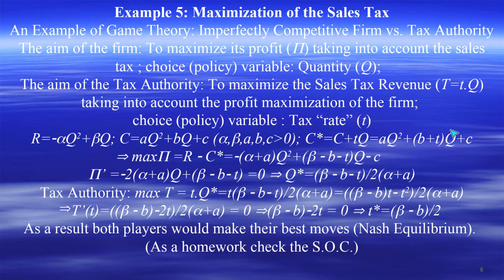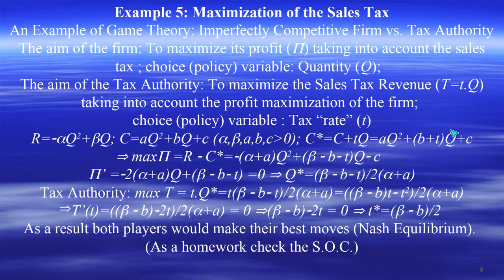So an imperfectly competitive firm plays against the tax authority, the maliye, the fiscal authority of the country. What does the fiscal authority do? It gets taxes. And what does the firm do? It produces something and sells it in order to maximize its profit. The aim of the firm is to maximize its profit, P, taking into account the sales tax.